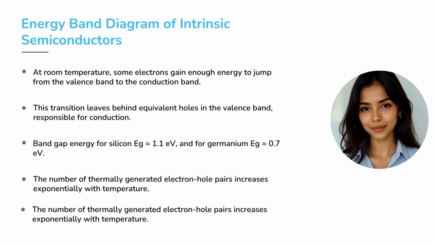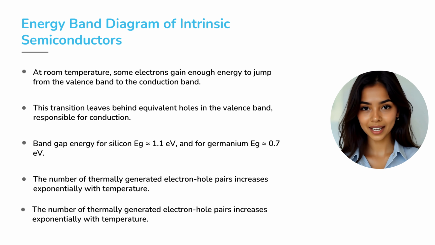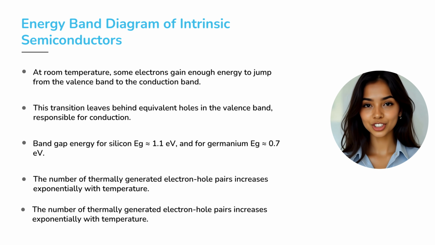Alright, imagine an energy level structure with 2 bands, the valence band below and the conduction band above. Between them lies the forbidden zone called the band gap. At normal room temperature, not everyone has the energy to be excited, but some electrons do. When these brave ones gain enough thermal energy, they jump from the valence band up into the conduction band. This leaves behind a vacancy, which we call a hole, in the valence band. Now both the electron in the conduction band and the hole in the valence band can participate in conducting electricity.